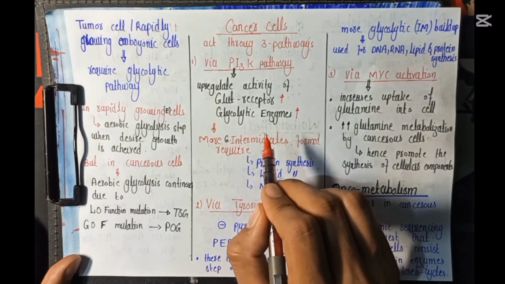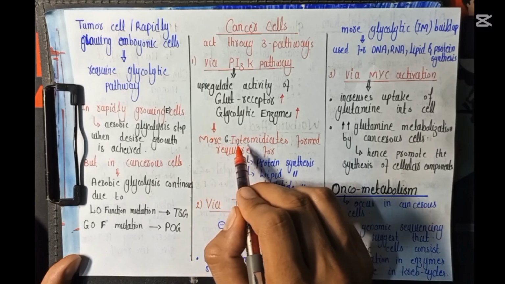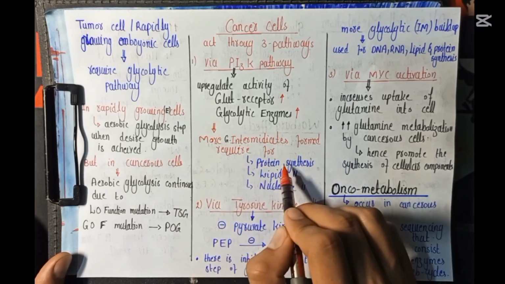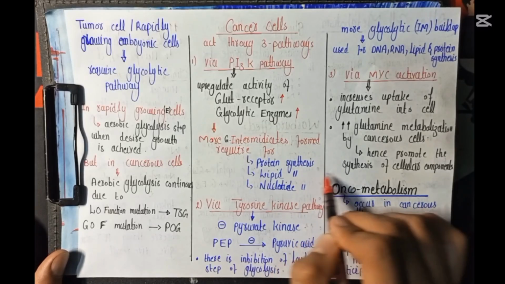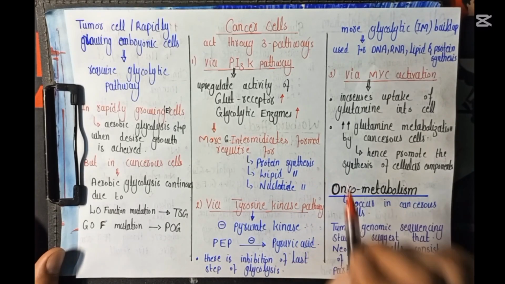And due to the increase in glycolysis, more glycolytic intermediates form, which are required for protein synthesis, lipid synthesis, and nucleotide synthesis. And all of these three are involved in rapid cancerous cell growth.